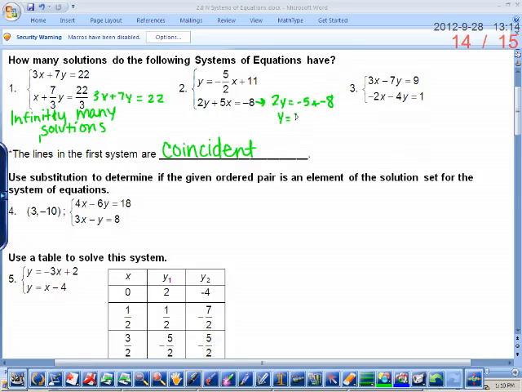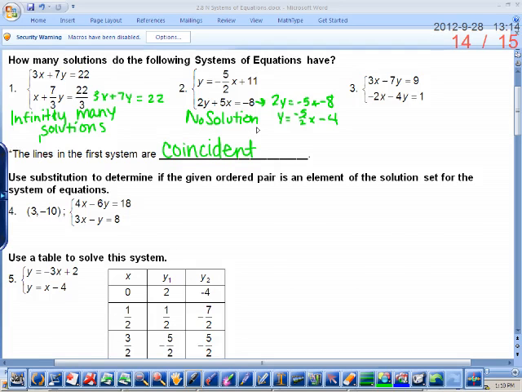So y equals negative 5 halves x minus 4. So what are these? They're parallel because they have the same slope but different y-intercepts. So what do we know? No solution. All right, let's look at number 3.